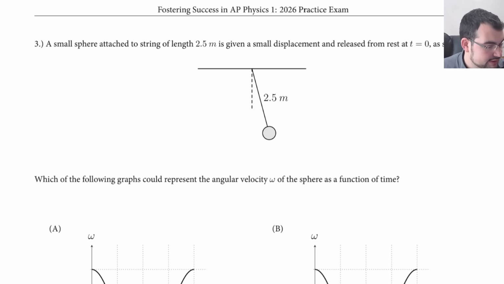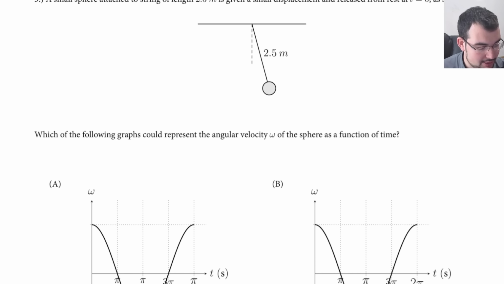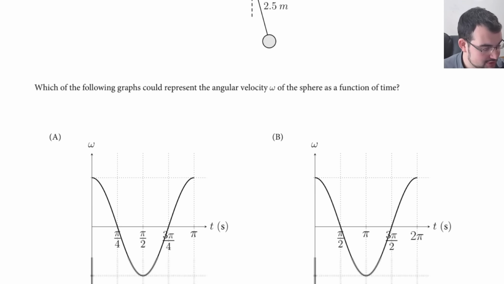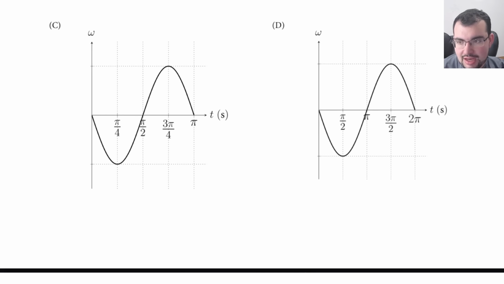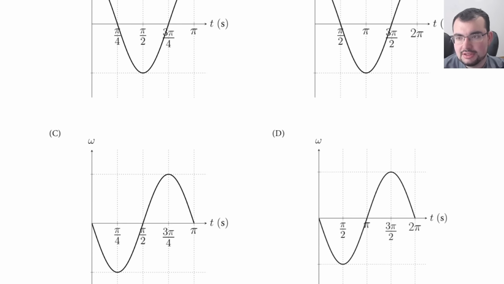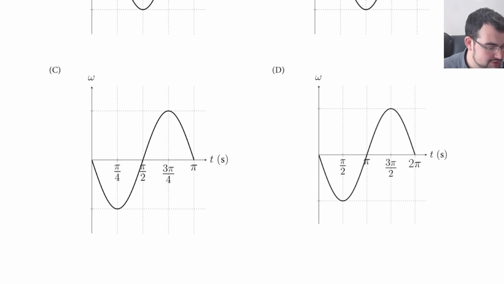All right, a small sphere is attached to a string of length 2.5 meters, and we give it a small displacement, releasing it from rest at t equals 0. Which of the following could represent the angular velocity of the sphere as a function of time? So we have these very similar looking sine cosine graphs. Just notice the scale is different on the axes.